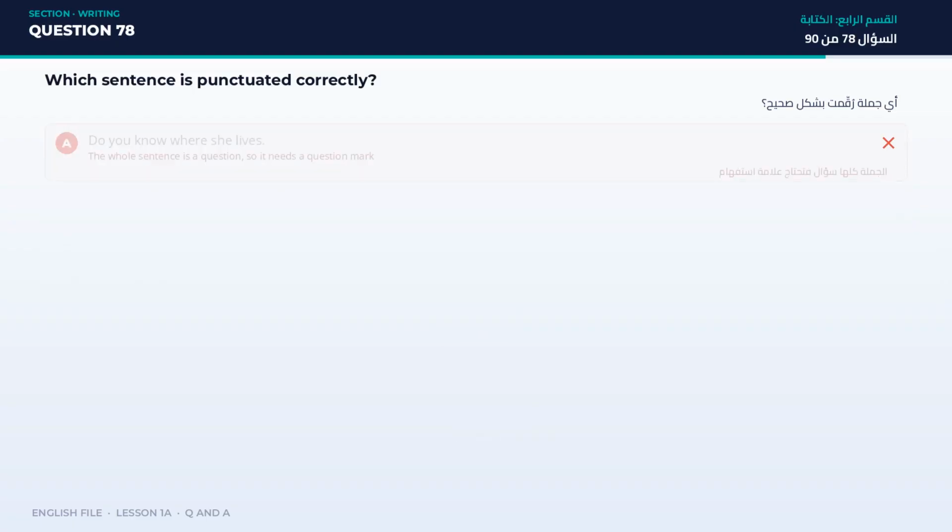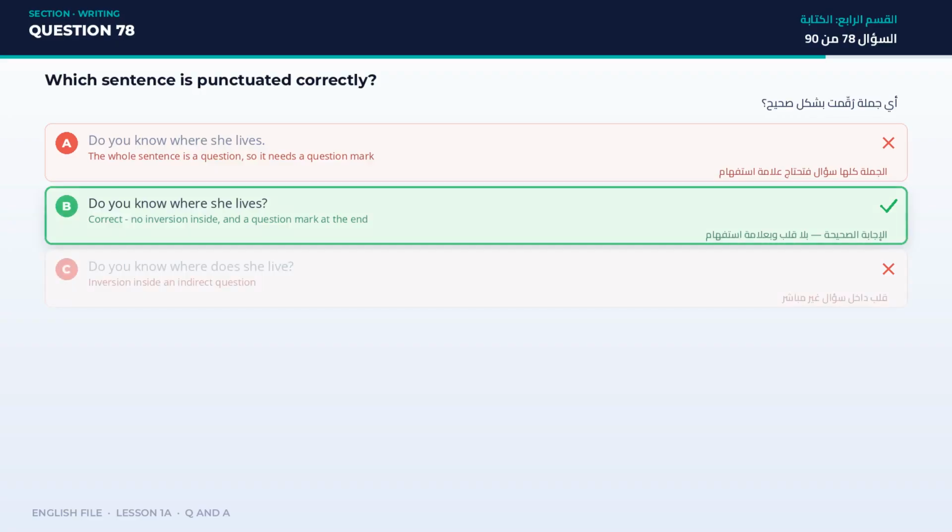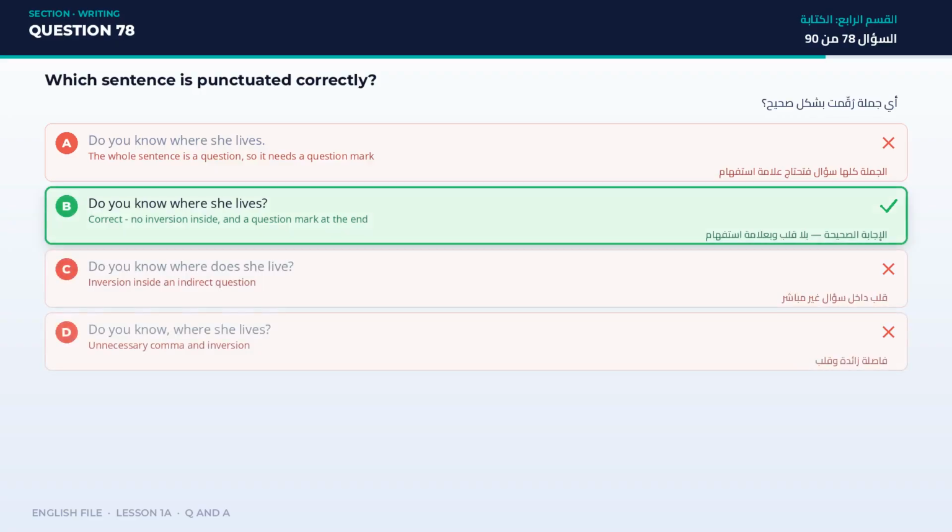The answer is B. Do you know where she lives? No inversion inside, and a question mark at the end. Not A, the whole sentence is a question, so it needs a question mark. C, inversion inside an indirect question. D, unnecessary comma and inversion. Question 79.